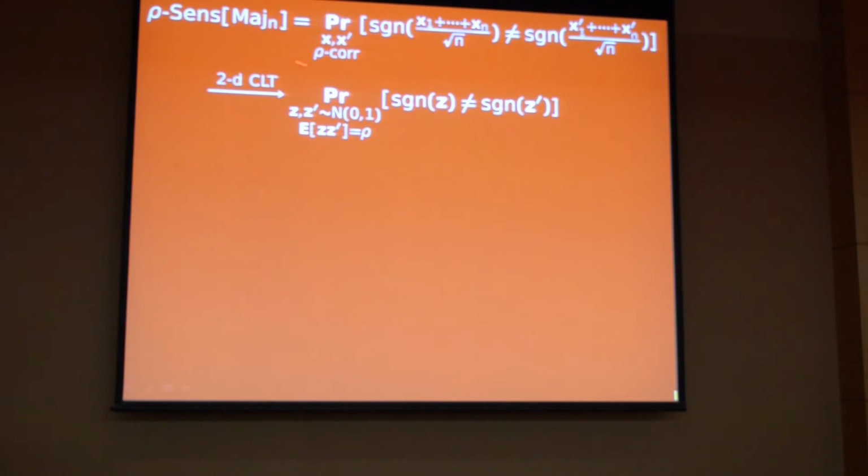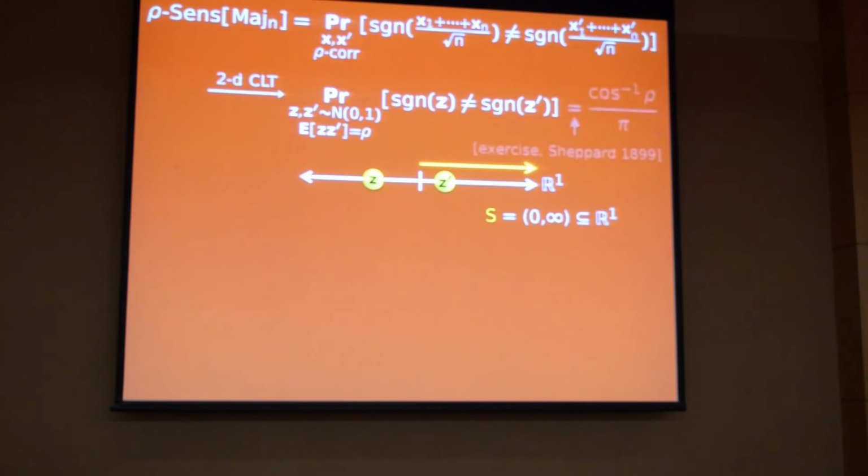Okay, so that means to evaluate this rho sensitivity of majority in the limit, you just have to figure out this two-dimensional Gaussian probability. And at this point, you can kind of figure, well, it's some kind of calculation, I'm sure I can do it. Actually, it turns out you don't even need to calculate it at all. It's a very simple exercise to show that it's exactly this cos inverse rho over pi. So this was so easy that Sheppard proved it in 1899, and you can also try it yourself.